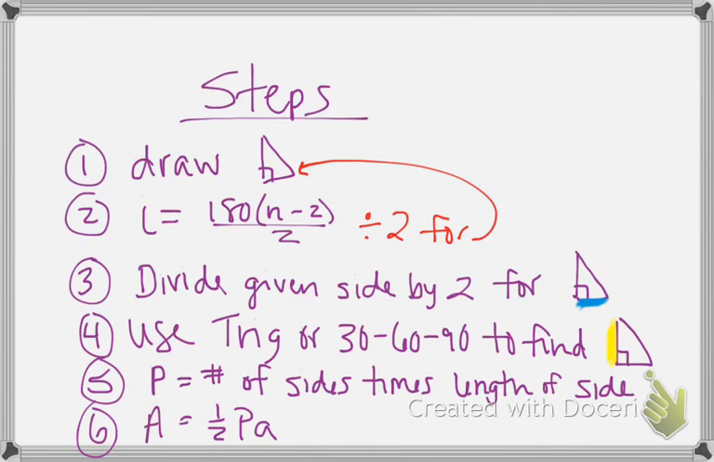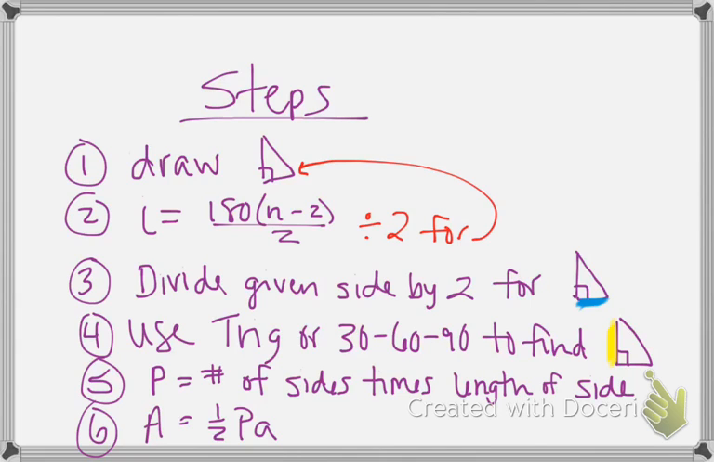Here are your steps for when you're given the side first. Everything is pretty much the same. You're going to draw your triangle, you're going to find your little i and divide by 2 for the angle in the triangle. But step 3 is the new step. You're going to take the side that you are given and divide it by 2 so that you can get the bottom of the right triangle. Then you're going to use trig or 30, 60, 90 rules to find the apothem.